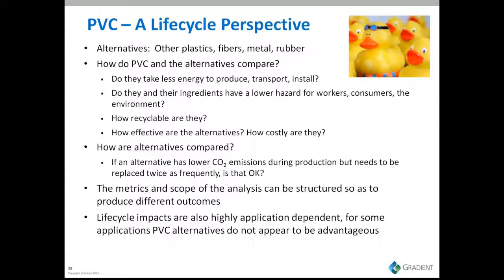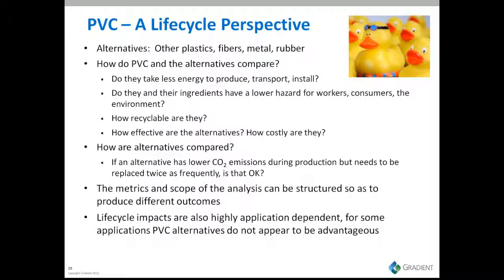How recyclable are they? Are they sort of in theory recyclable but not actually recyclable? Are they effective as alternatives? And maybe what's the relative cost? And again, you need to find a way to compare these relative materials in terms of what their overall life cycle impact would be. So if an alternative has lower CO2 emissions during production but maybe doesn't last as long and needs to be replaced 2 or 3 times as frequently, is that really a trade-off to the positive?